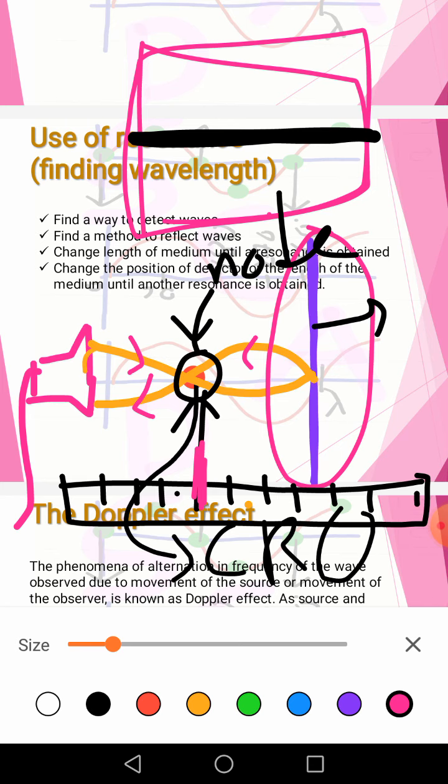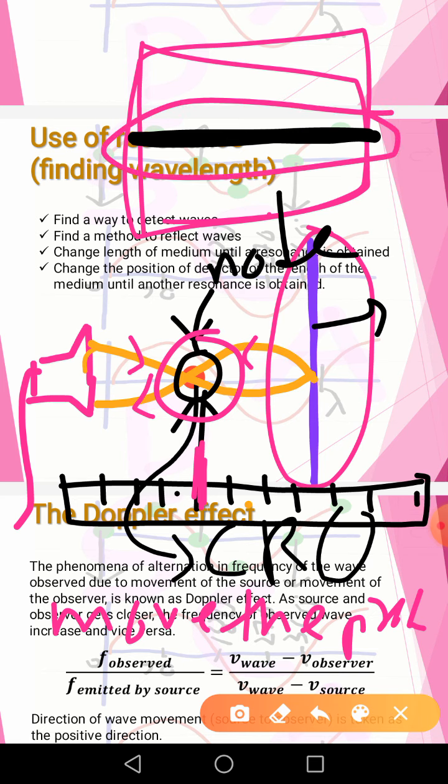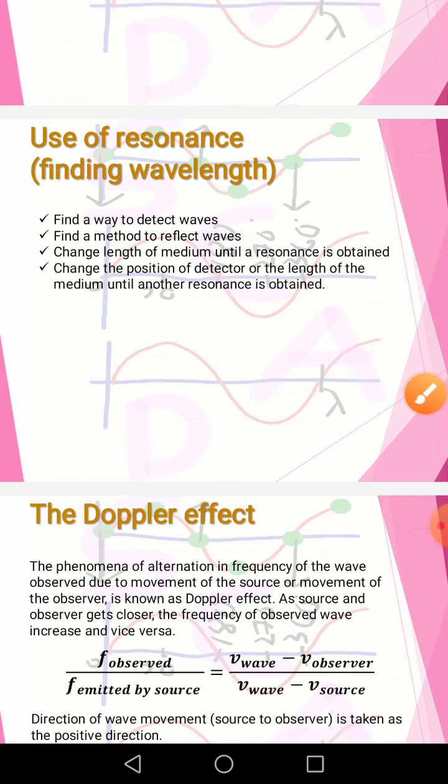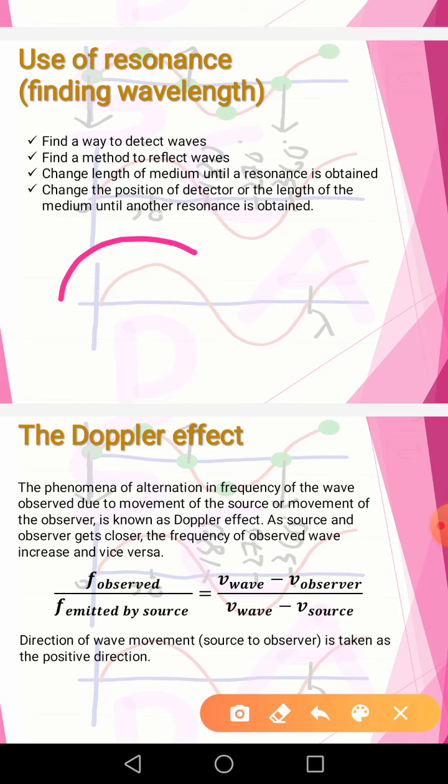Now what we will do is move the probe until again the CRO screen shows another horizontal line at an adjacent different position. That position would be another node. Let me illustrate this. For example, okay, wait.